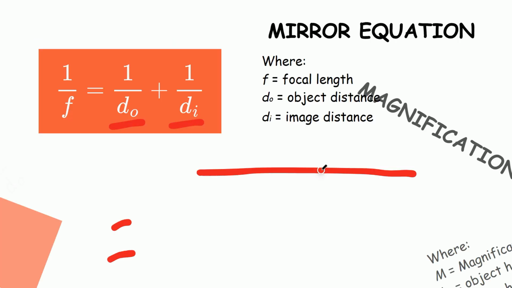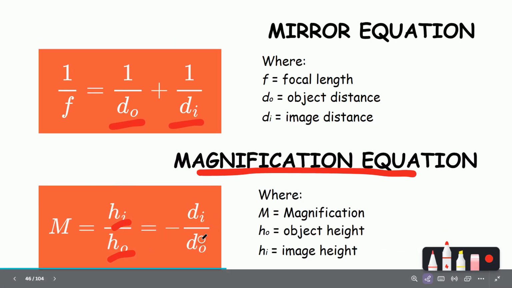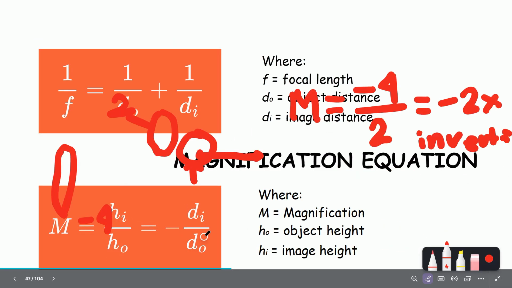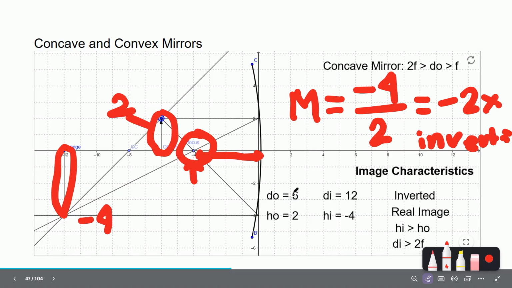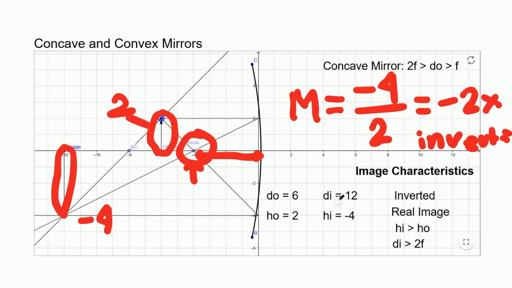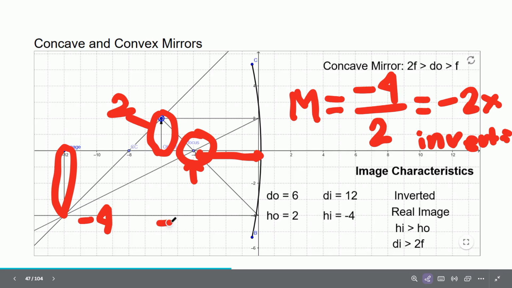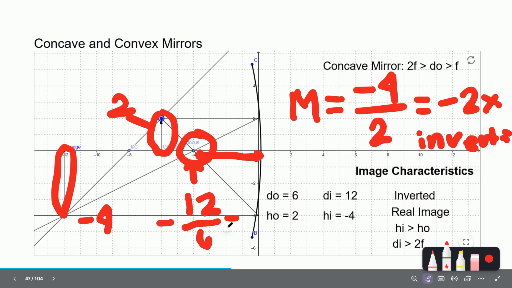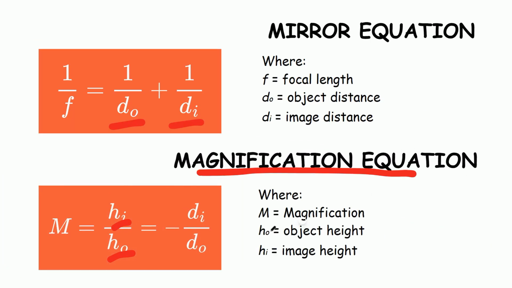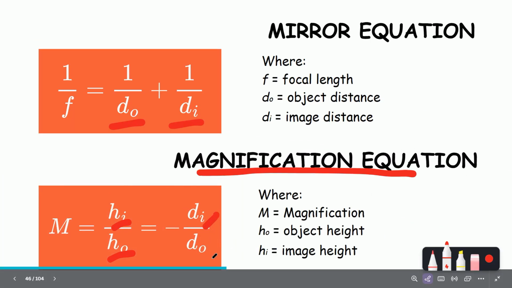And then let's compare it with negative di over do, if it comes out the same. So let's say di is negative 12 over our do of 6, which is still the same, negative 2 times. So magnification is negative 2 times. So you've arrived at that answer, and now we've proven that the mirror equation and magnification equation are correct.